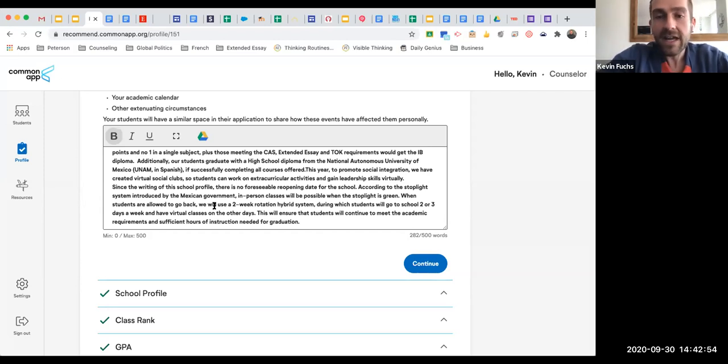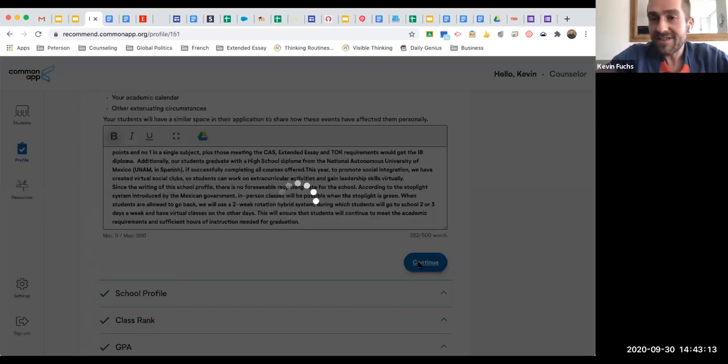and then I even talk about when we do go back, we have a 2-week rotation hybrid system. So students will go to school 2 or 3 days a week. And everything that we do in our school will make sure that we get to the numbers that they need, right? So it doesn't have to be too much.